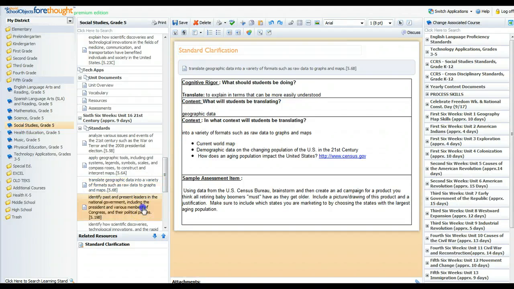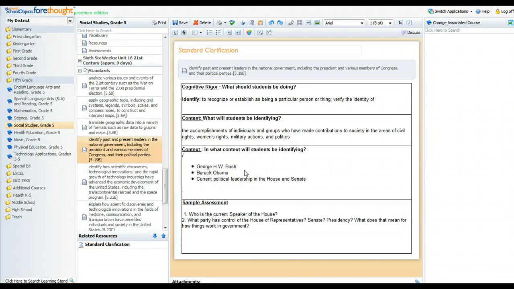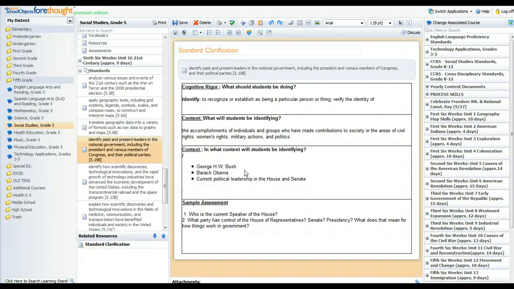Also, that goes into that, identify current and past leaders. We have George H.W. Bush, we have Barack Obama, current political leadership in the White House. We also want to put in here George W. Bush, you'll want to go over him. And current political leadership in the House and the Senate. You know, they need to know, who is Boehner? Who are the people who are really helping control the laws and everything that gets passed?